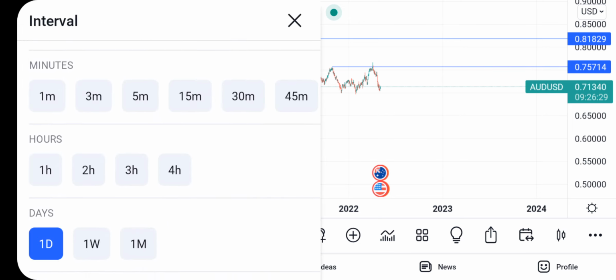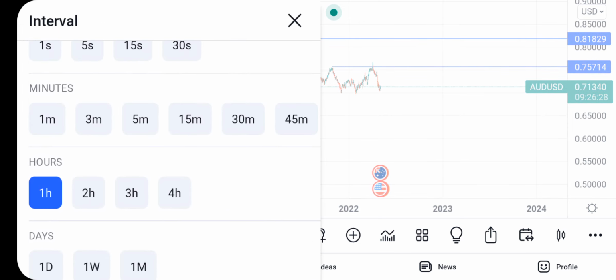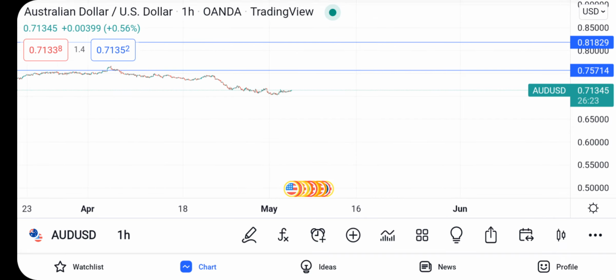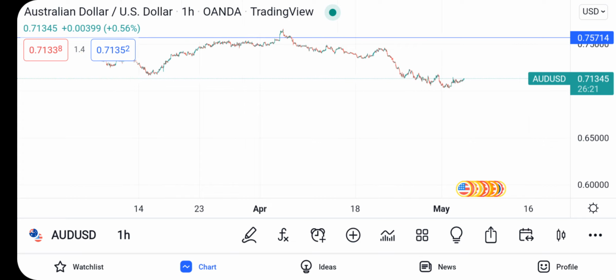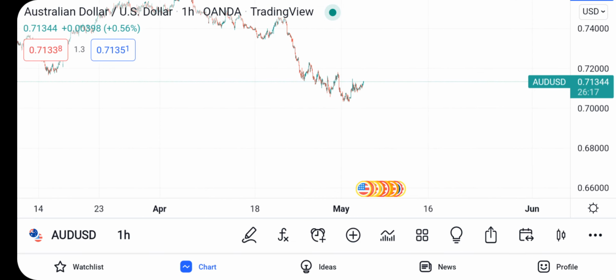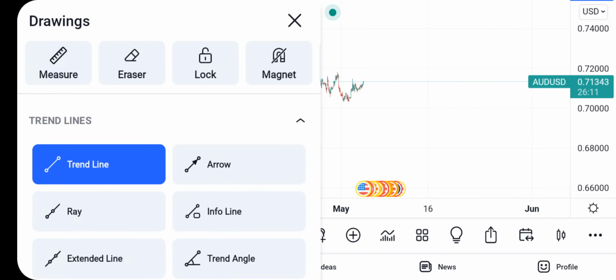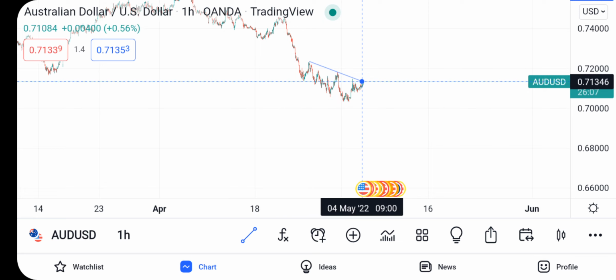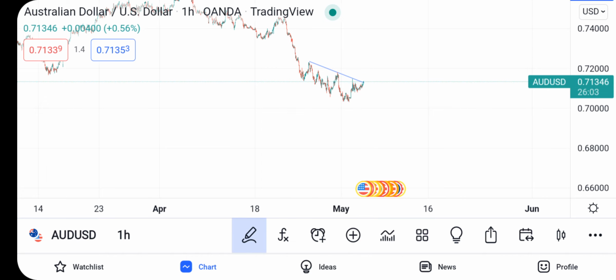I think we have to take a trade not so long here. The market is giving us everything to take a sell. So this is what was happening, guys.